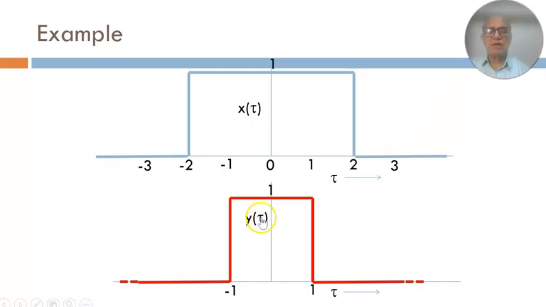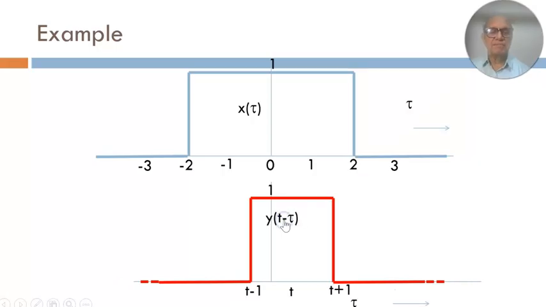Now notice that this y(tau) is an even function of tau. So for positive values of tau, it is the same as for negative values of tau. So even if you time invert this, rotate it through 180 degrees around the y-axis, you will still get the same result. So y(tau) will be equal to y(-tau). But now you delay this by t seconds, so it will shift to the right. What was the 0 point of y(tau) now becomes t, the right hand side becomes t+1, and the left hand point is t-1.